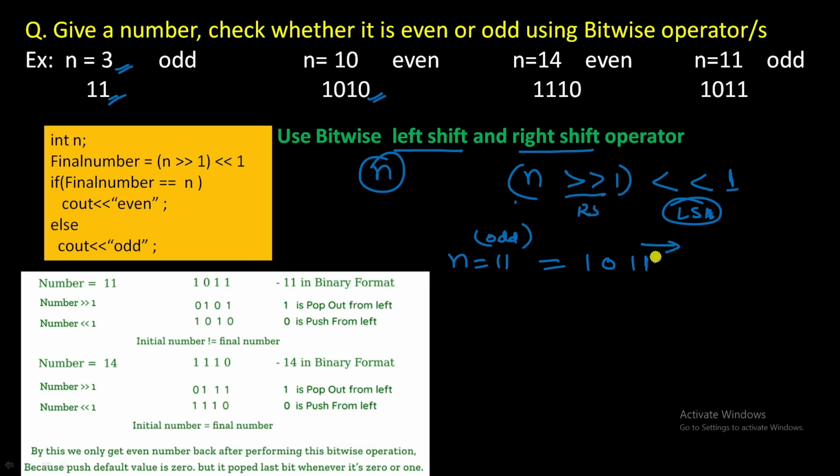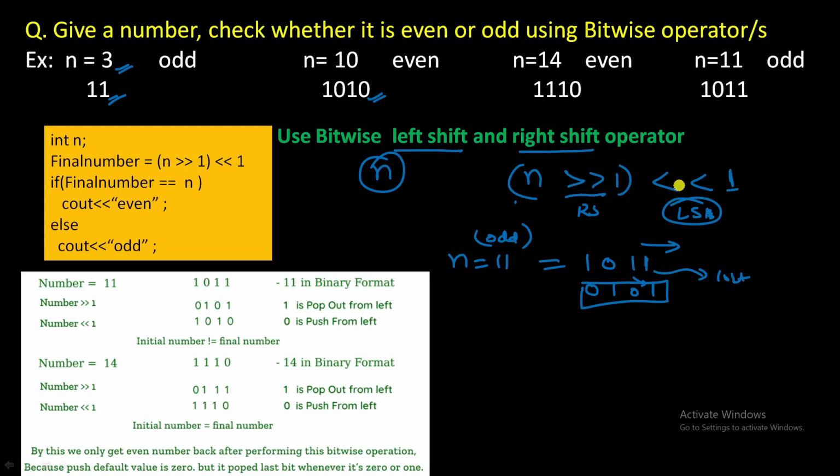So right shift means we have to shift to this side, so this 1 will be lost basically. As you know how right shift and left shift work. Now this 1 will come here, this is lost. Now this 0 will come here, this 1 will come here, and here it will be 0. So this is the answer after applying right shift by 1.